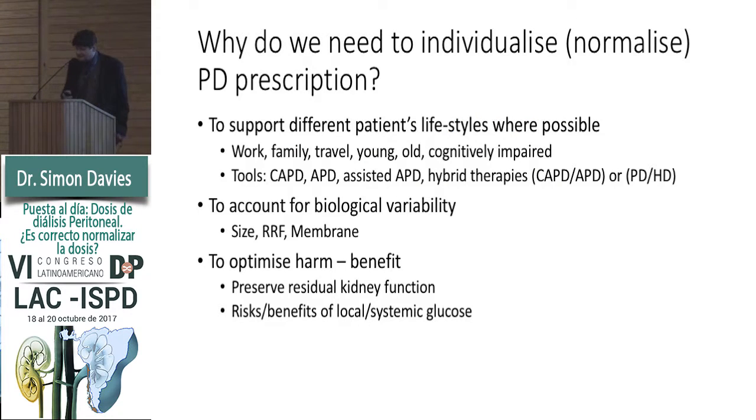I also wanted to make it clear that when we're talking about individualizing dialysis dose, there are other factors that we're wanting to take into account. More important than anything, I think, for me, is that we are trying to support the different patients' lifestyle where possible. So we're thinking about all their different issues like work, family, travel, cognitive impairment, and we have different tools to do that with, for example, APD, CAPD, or hybrid therapies. But what I'm talking about today is really accounting for biological variability of the patient, and in particular the body size, in how we make that decision.